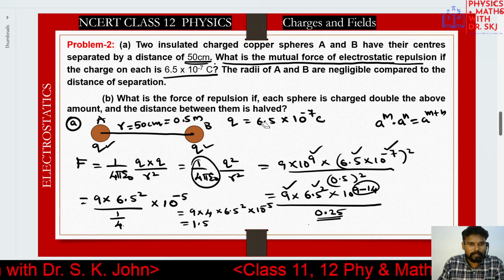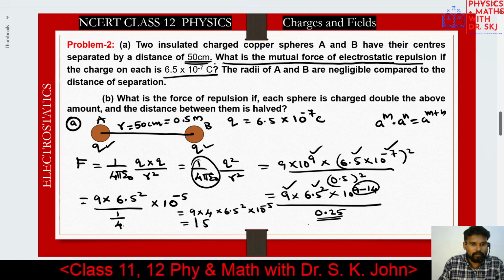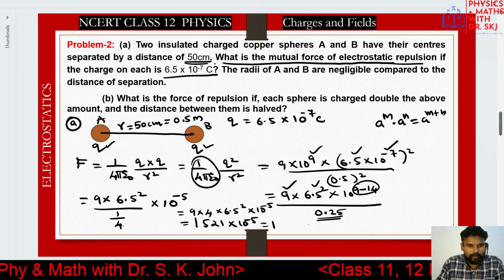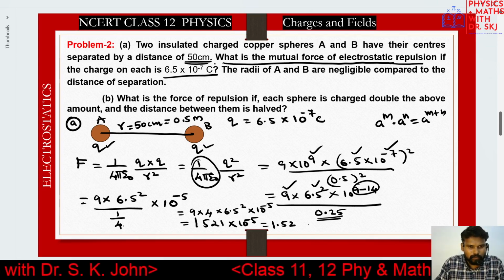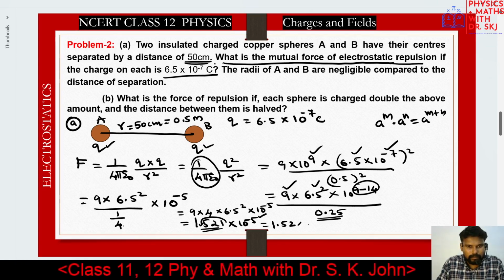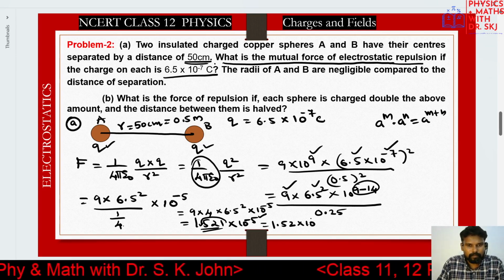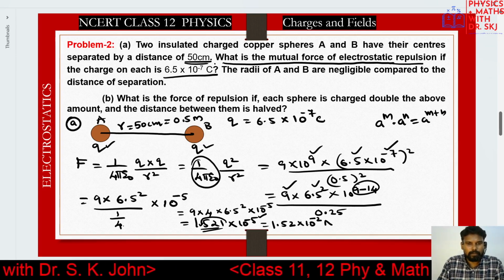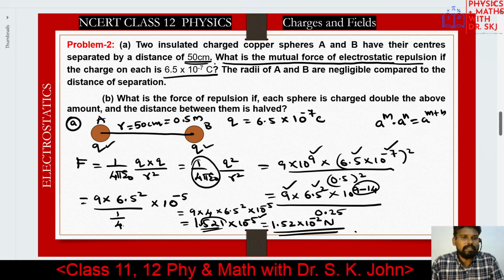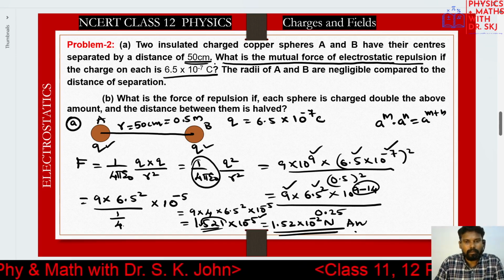So the answer I am getting is 1521 into 10 raised to minus 5. In the standard form it is 1.521. I have moved the decimal point, so here I have to adjust. It is 10 raised to minus 2, right? This much Newton is the force between those two charges. This is the answer of part A.